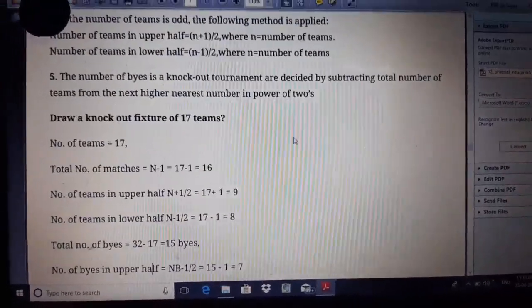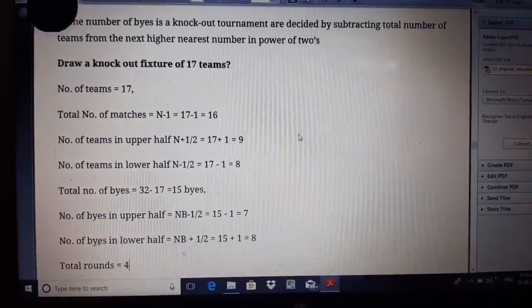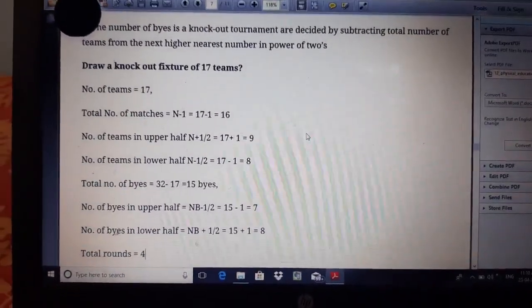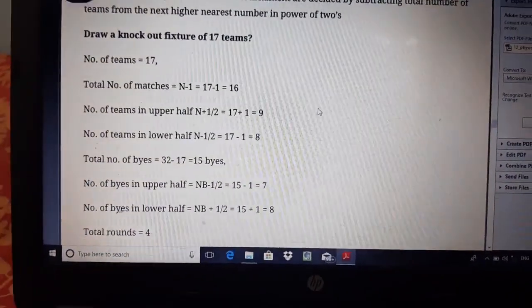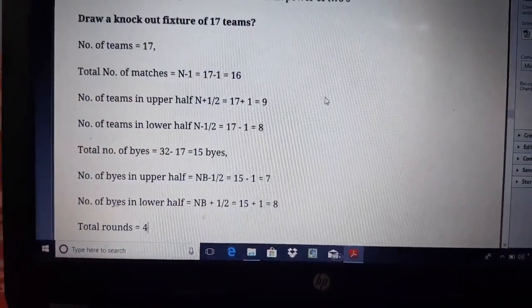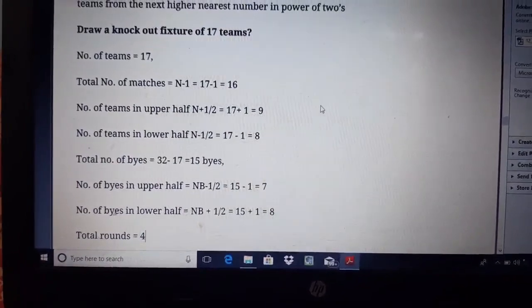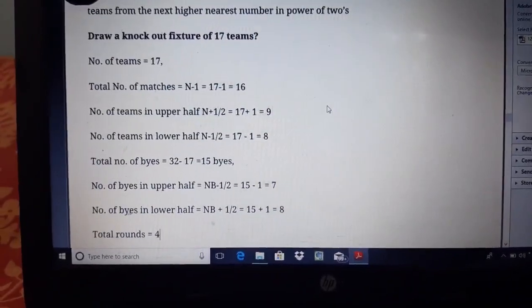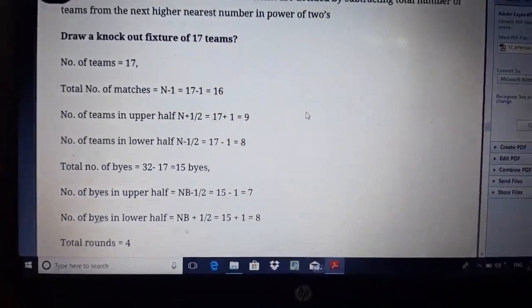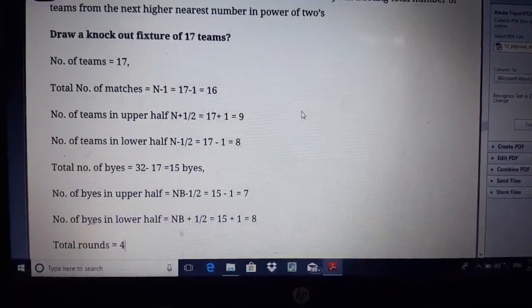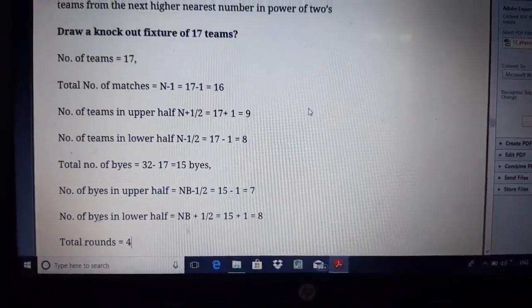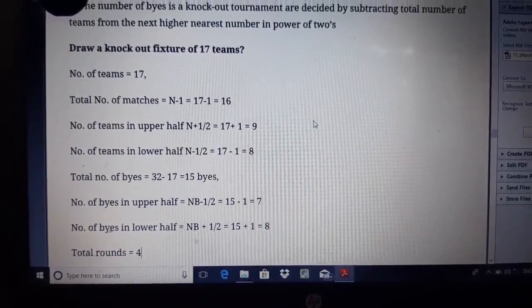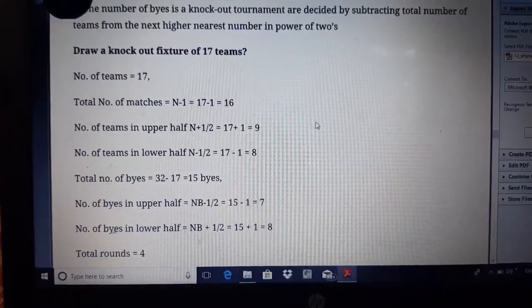Next is, again, the draw of fixture, how you have to make it, how you have to use the total, step by step. There is one another important thing which is not mentioned over here, that is the number of byes. For example, here it is taken 17. The number of teams is 17, then the total number of matches is n minus 1. So that is 17 minus 1, that gives you 16.